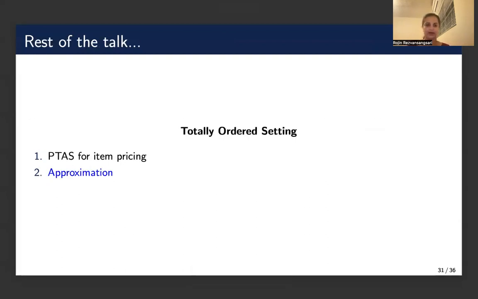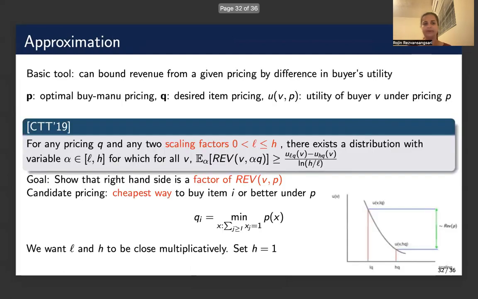Okay, so now let's focus on approximation. So here we want to approximate the revenue from optimal buy many through item pricing.